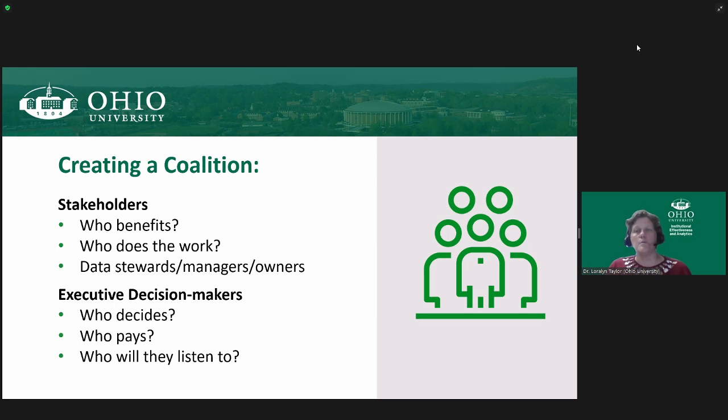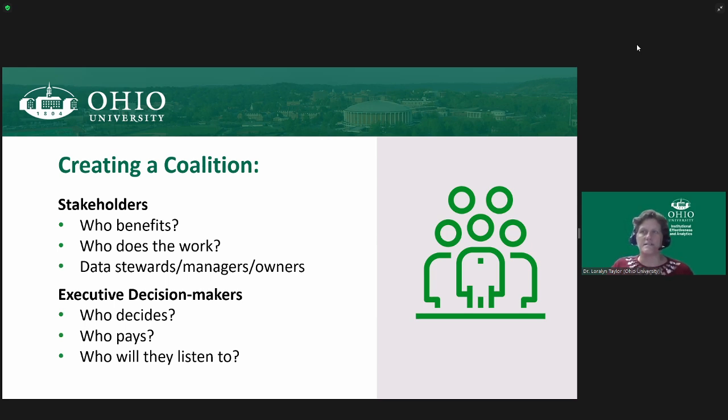And you might want to think very broadly about your stakeholder groups. Who will benefit from increased access to and understanding of the data? Who's doing work that can be enhanced by actionable insights gleaned from the data? And do you have data stewards and managers who want to promote data use and data access? Or do you have data owners that really would rather shut down data access and are overly concerned that people might misuse the data? And of course, you also have to consider your executive decision makers.